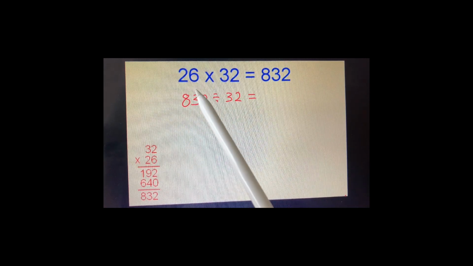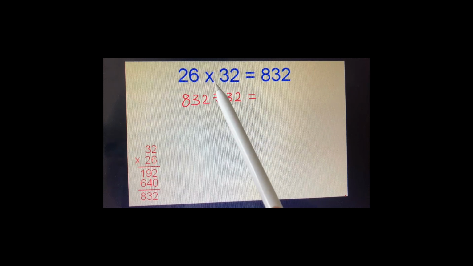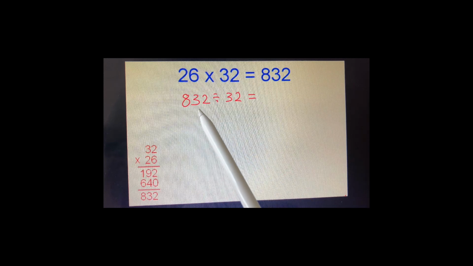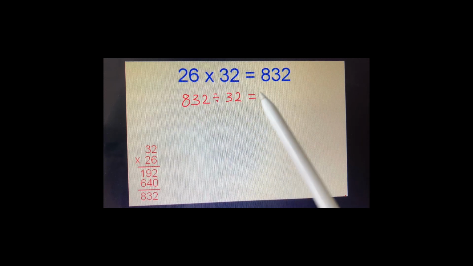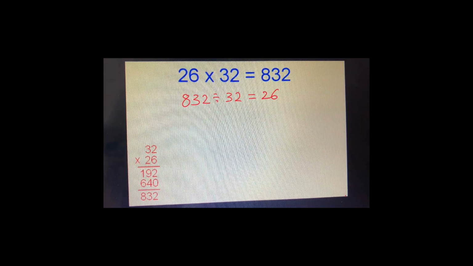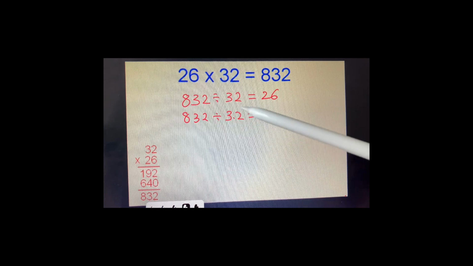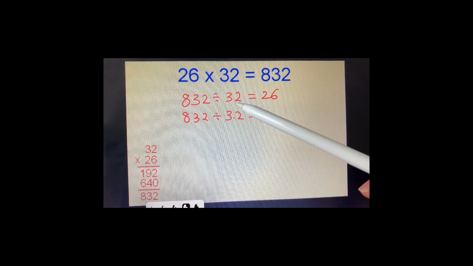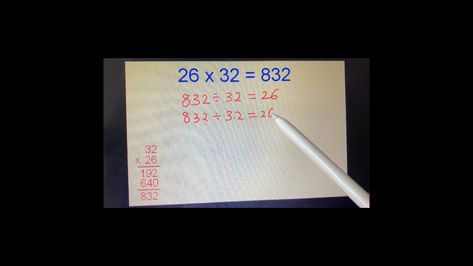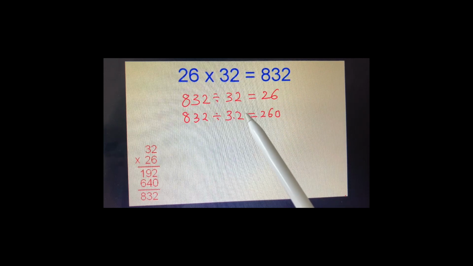Look at this question. 26 multiplied by 32 is 832. So 832 divided by 32 must be 26. Look at this question. 832 divided by 3.2. This number is smaller than this number. This means this number goes in more times. So the answer will be 260.